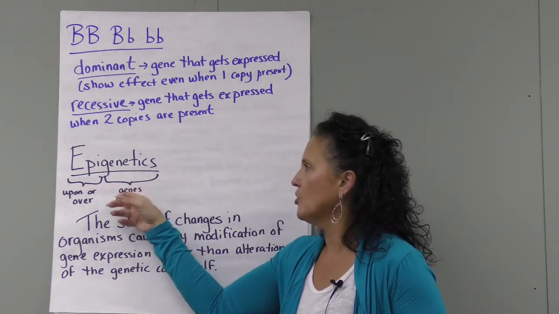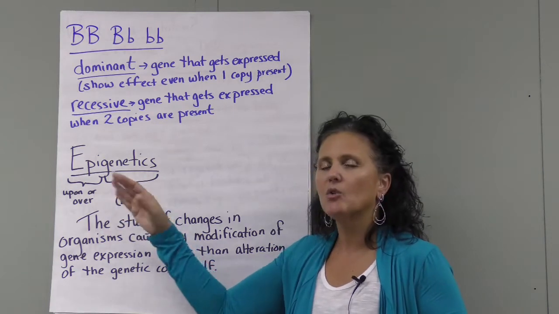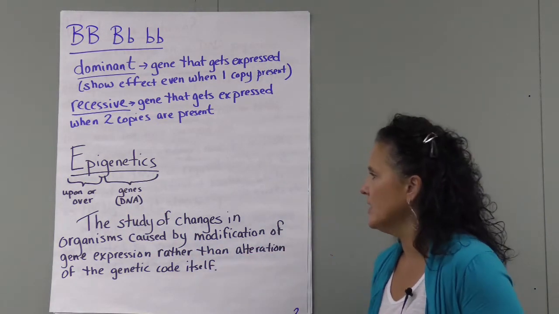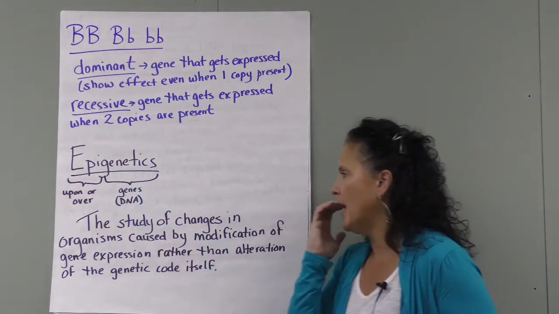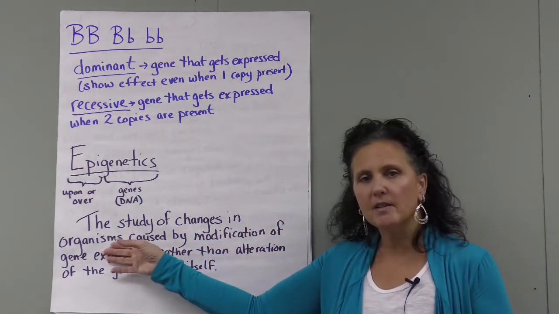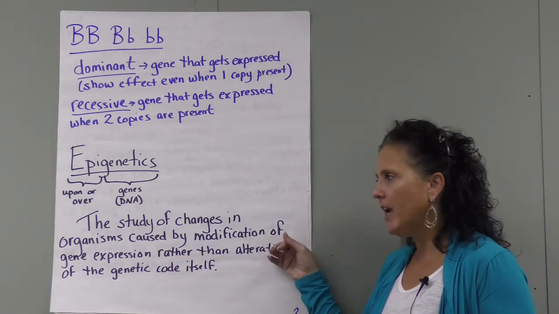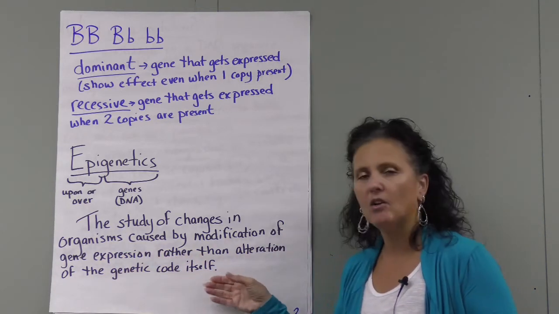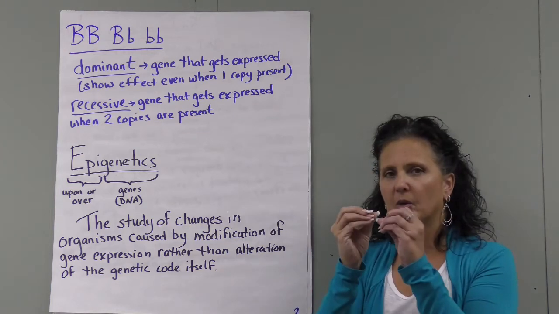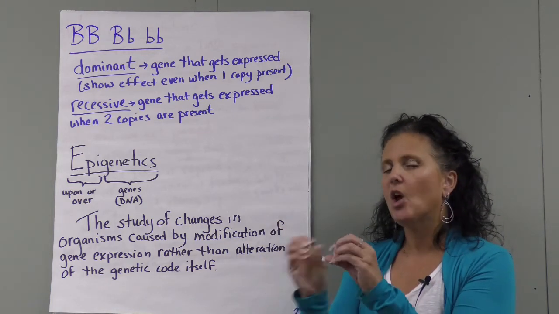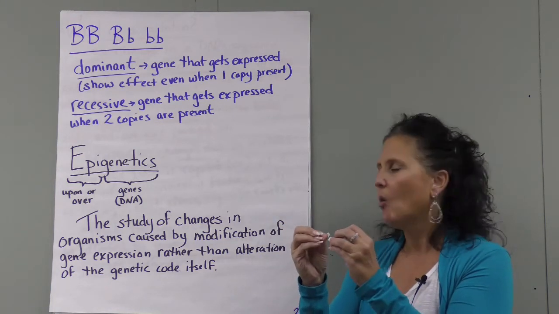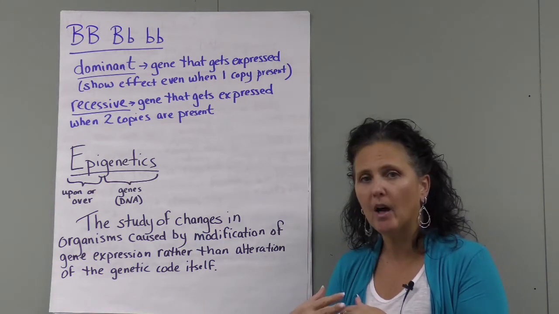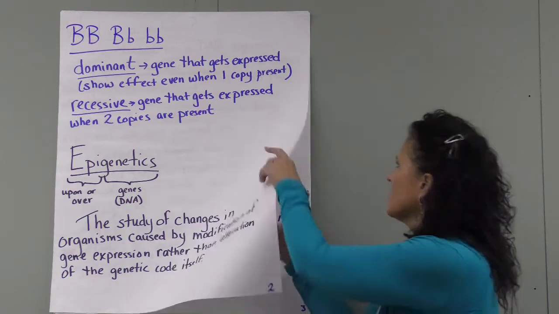And so epigenetics: epi, the prefix, means upon or over, and of course genetics, your genes or your DNA. So these are things on top of your DNA, and we're going to look at those characteristics. The field of epigenetics studies the changes in organisms caused by modifications of gene expression, rather than alteration of the genetic code itself. We're not changing the A's, T's, C's, and G's we looked at. We're not changing your genes. We're looking at how they are modified by things that are added on top of or onto those genes.